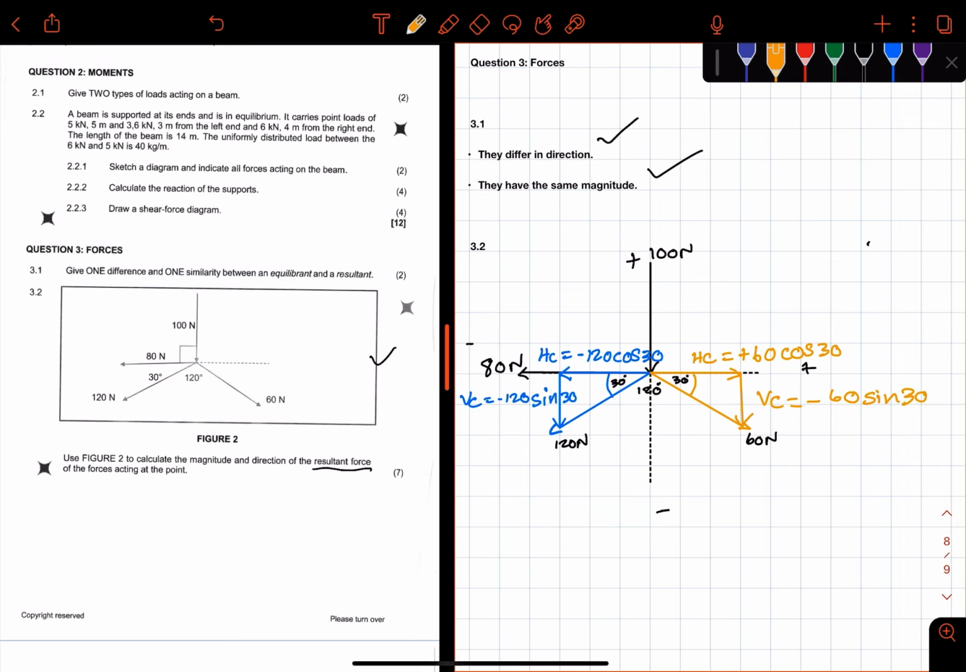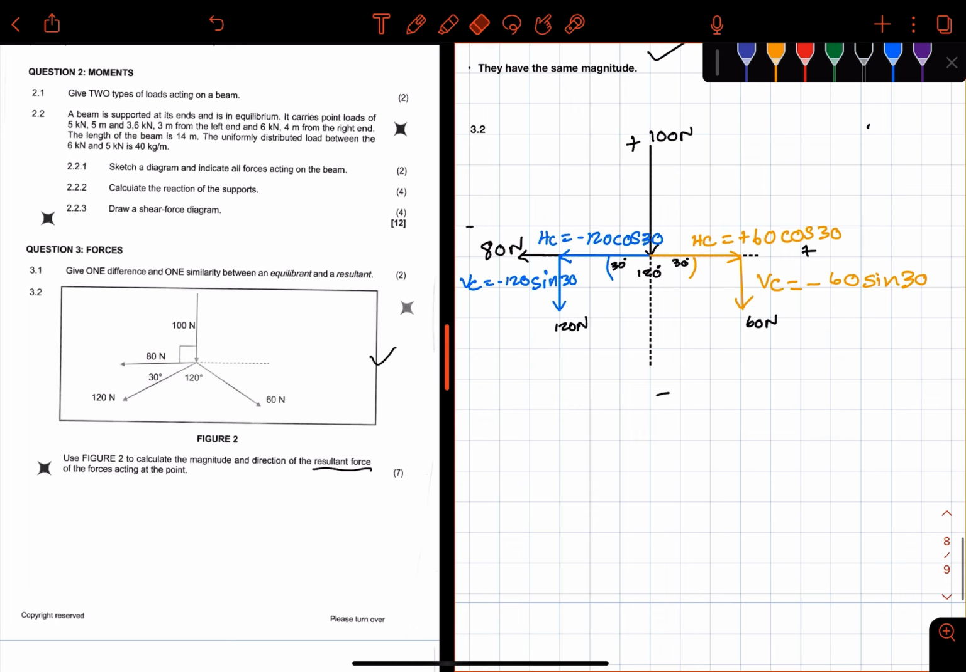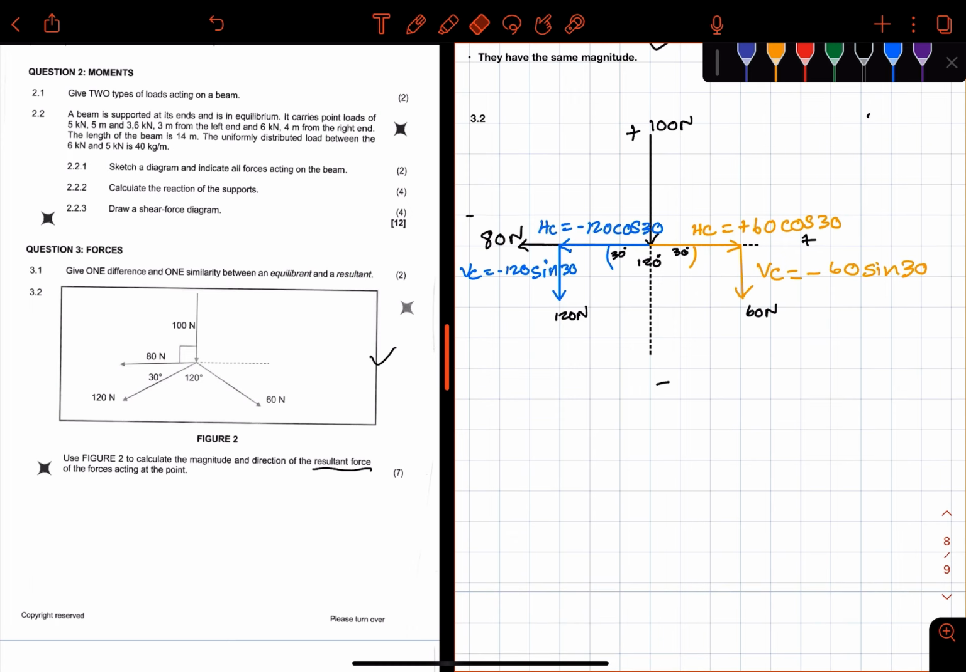Now we have resolved both the oblique forces, hence we no longer need the oblique forces, right? As you can see, all the forces now align with the Cartesian plane. Hence we can apply the conditions of equilibrium. Conditions of equilibrium being what? Being sum of forces in the x direction are equal to 0, as well as sum of forces in the y direction are equal to 0, right?